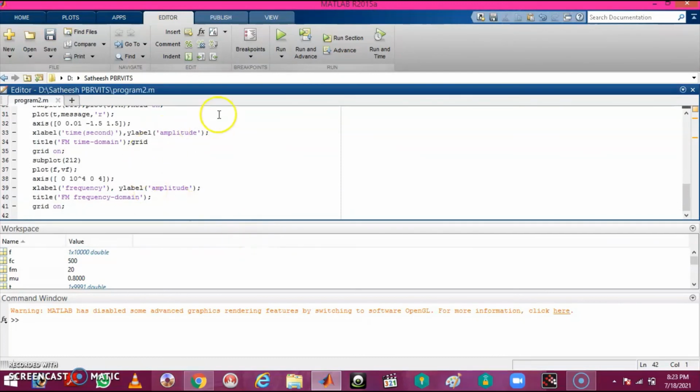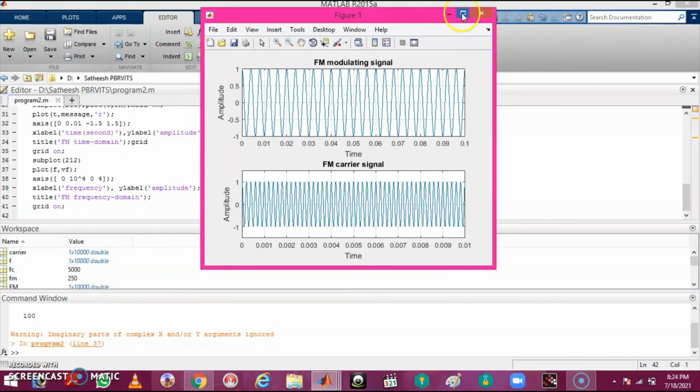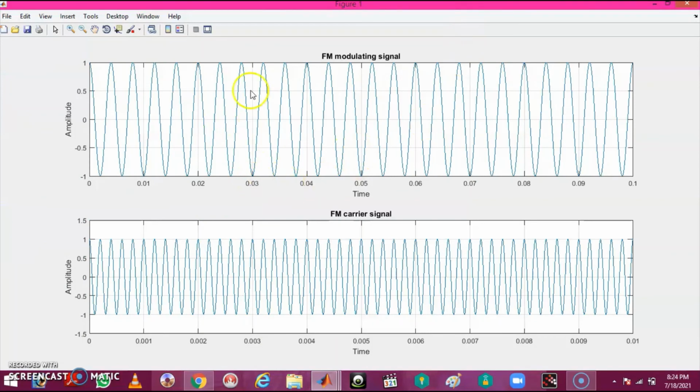I have saved the program. After that, I am running. So I am running this program. It will take some time. Now we got the output. So we are having two figures. In the first figure, we are having the modulating signal and the carrier signal.